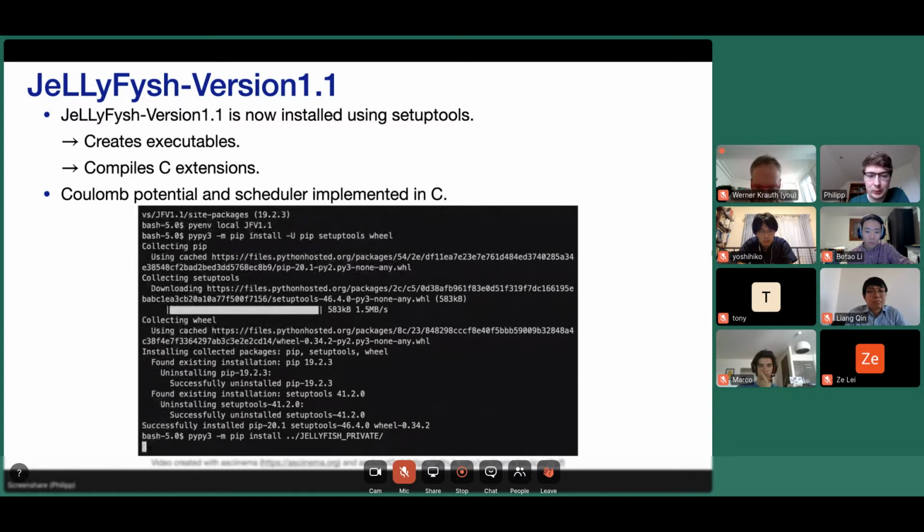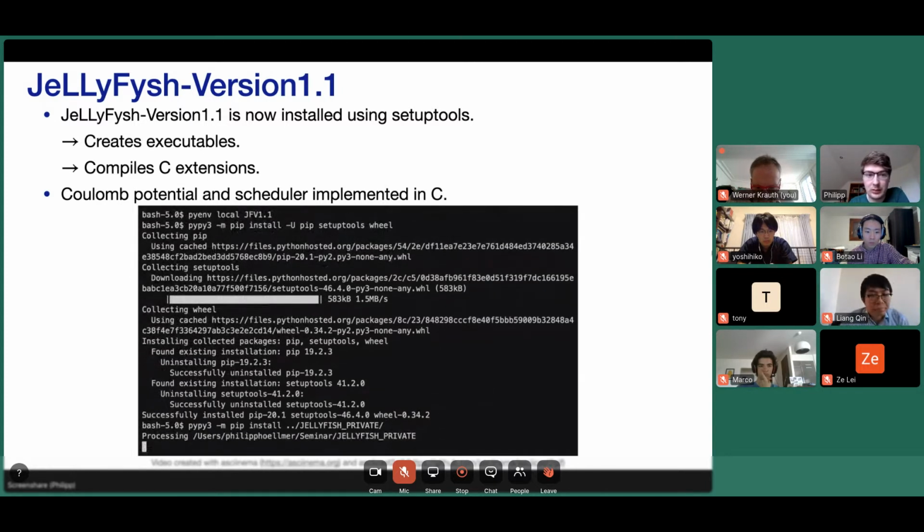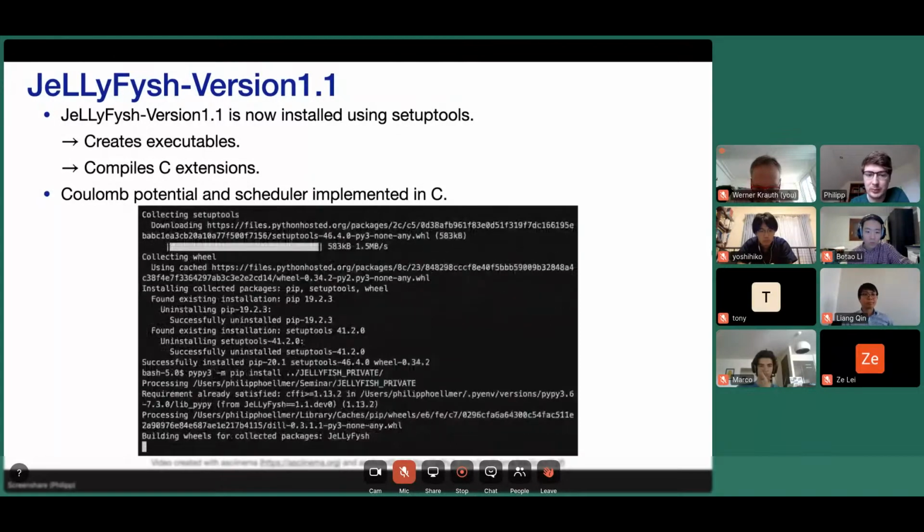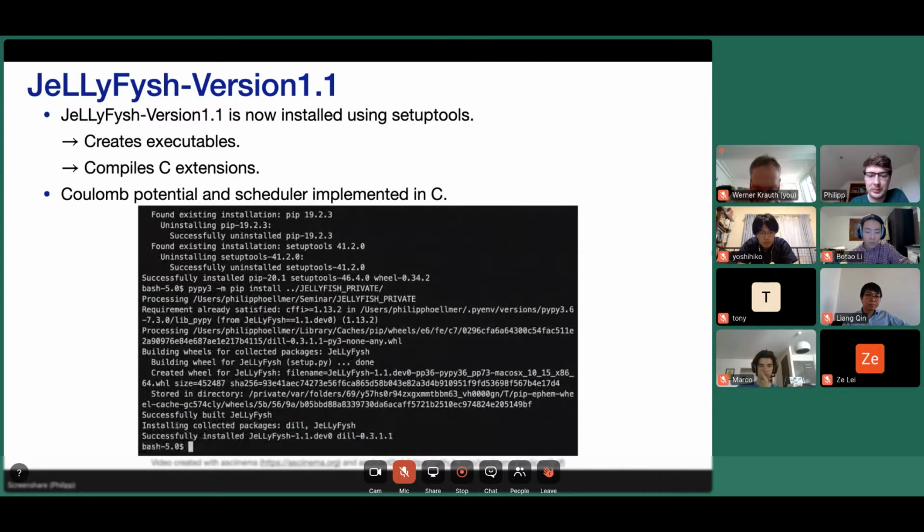And what this command will do is compile all our C extensions, and it will place our code in some internal directory. And this code is then always found by our interpreter. And this also solves the problem. So you can see here: successfully installed JeLLyFysh and some other dependency.